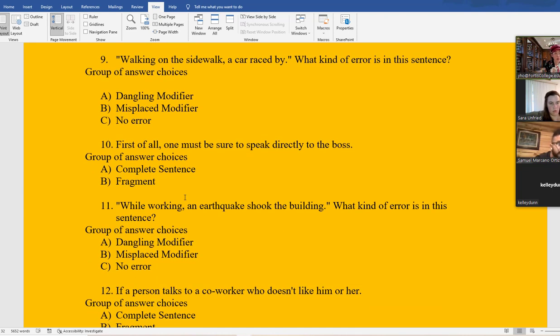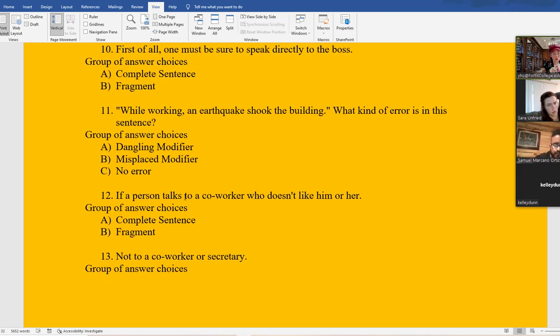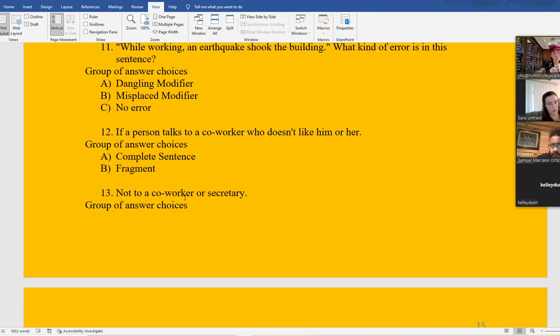First of all, one must be sure to speak directly to the boss. Is this a complete sentence or a fragment? It's a complete sentence. While working, an earthquake shook the building. Is this a dangling modifier or a misplaced modifier? Dangling. Dangling, yes.